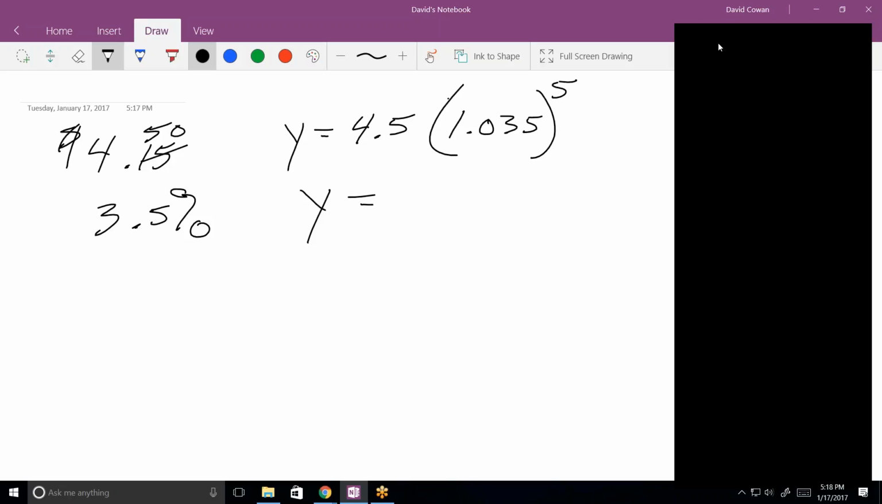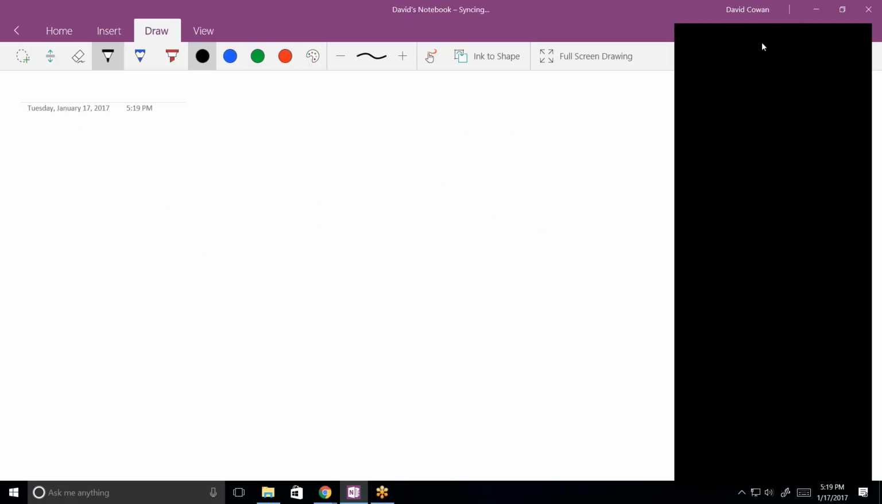That would be 5.344. That shows you that 3.5% doesn't grow very fast. Even after 5 years, it doesn't grow very fast. We barely increased this by less than 20% total. Okay, what else?